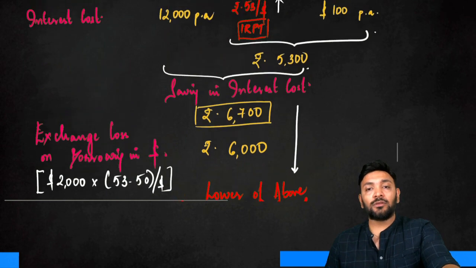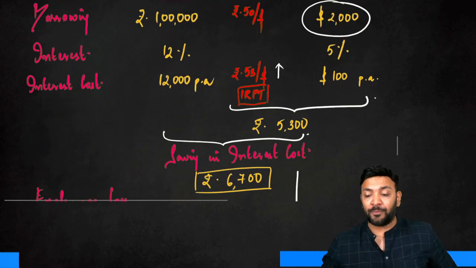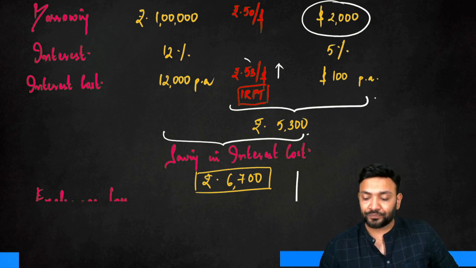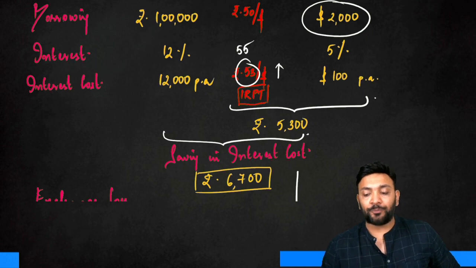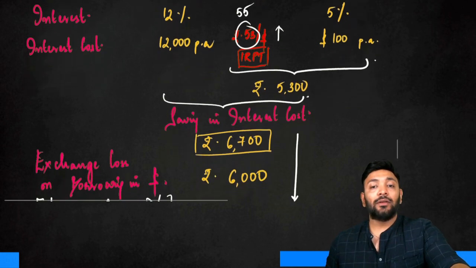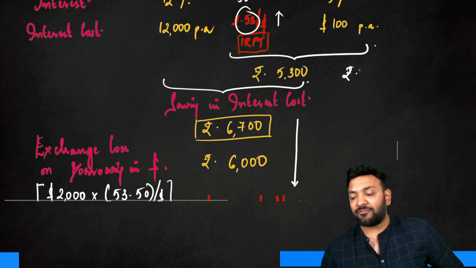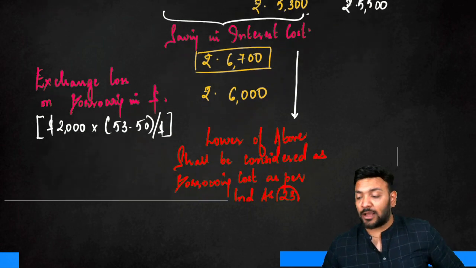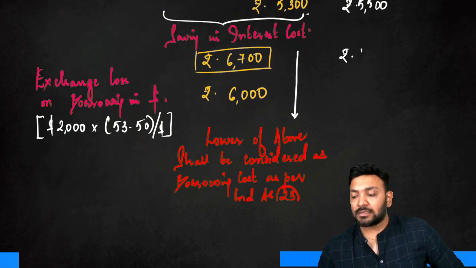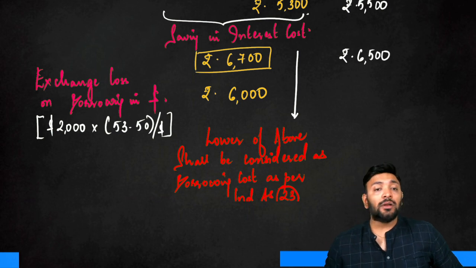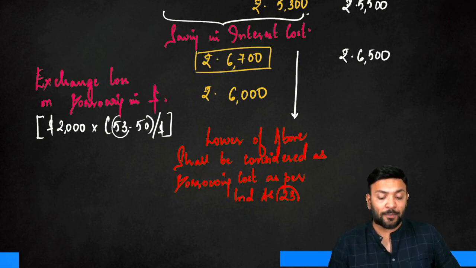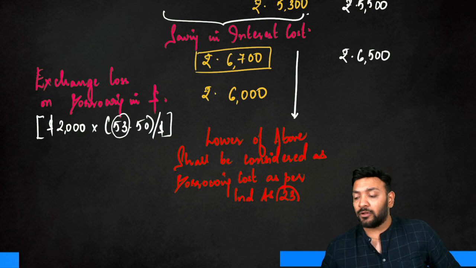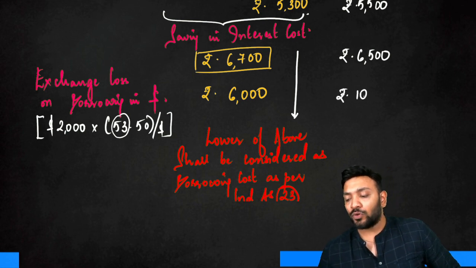Assume, instead of this 53 rupees per dollar, assume that this was, let's say, 55 rupees per dollar. Then what would be the amount? Then the interest would have been 5,500. Savings in interest cost would have been, compared to 12,000, 6,500. Exchange loss, instead of 53, this would have become 55. Therefore, 5 rupees of loss per dollar on 2,000. So the exchange loss would have been 10,000.